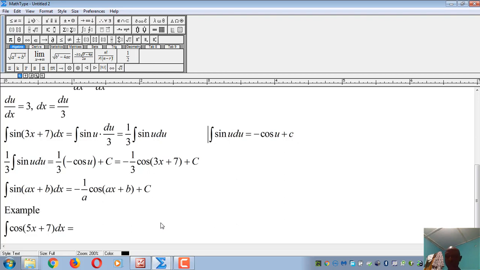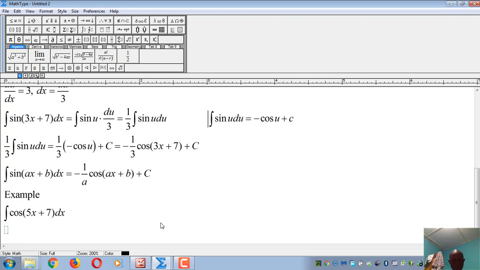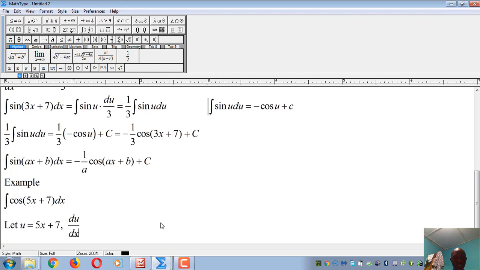Another example. I want us to see how I'm going to go about it. Now, if we just follow the steps, let u be equal to 5x plus 7. So we have that. Now I will have to find du/dx. That gives me 5.